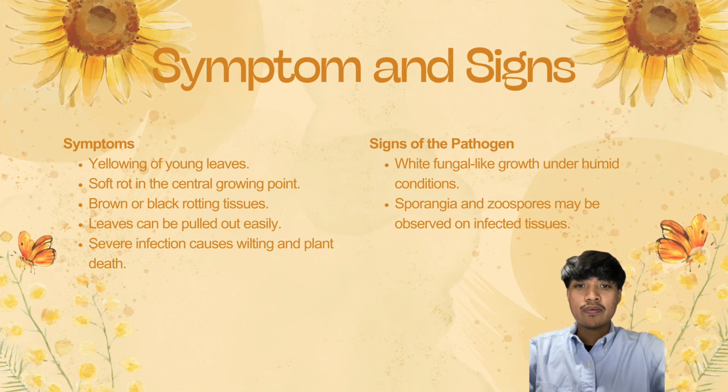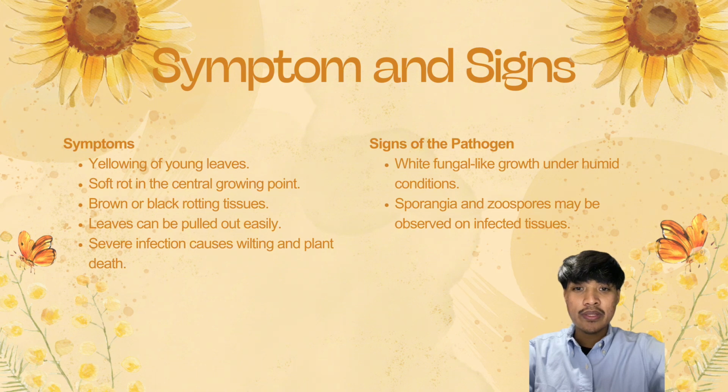The symptoms of heart rot can be seen in the plant. Early symptoms include yellowing of young leaves and soft, water-soaked tissue at the base of the plant. As the disease develops, the central leaves become rotten and can be easily pulled out. The plant may turn brown or black, give off a bad smell, and eventually wilt and die.